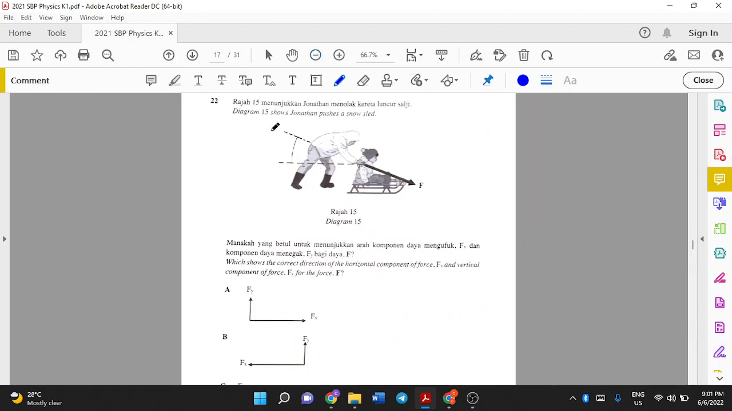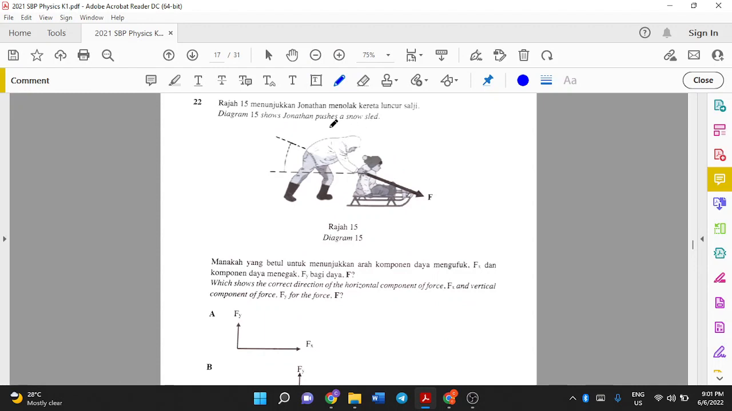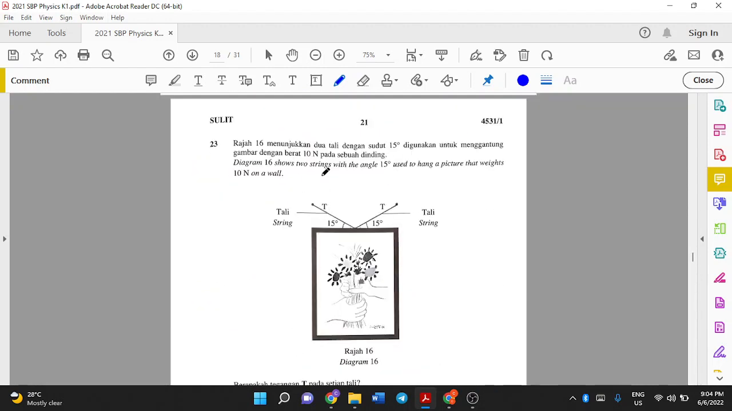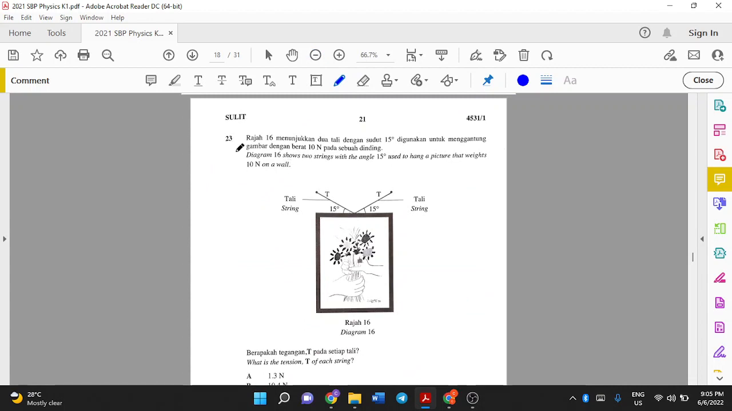22. Diagram 15 shows Jonathan pushing a snow sled. Which shows the correct direction of the horizontal component of force Fx and vertical component of force Fy? Fx is the horizontal component and Fy is the vertical component. So this is your force. You want to resolve it, it will become like this. This is your horizontal component Fx, and this is your vertical component facing downward. So the answer is D.